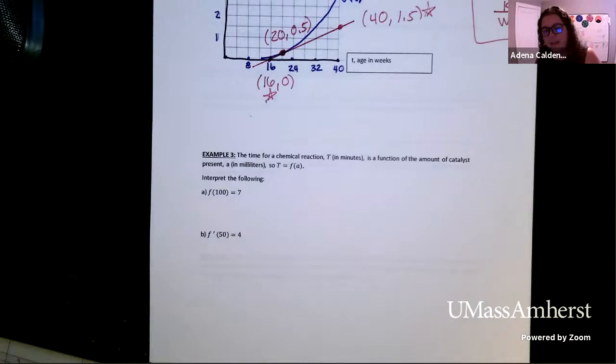And then part B is f prime of 50 equals 4. So this is where we're really working on our derivative units. So what are the units of 50? What are the units of 4? And how do we put this into a sentence? Just be really careful. I would say start with labeling what is your dependent and what is your independent variable.